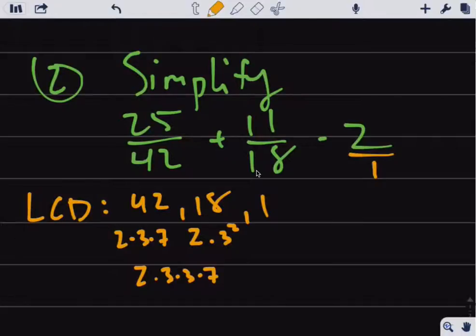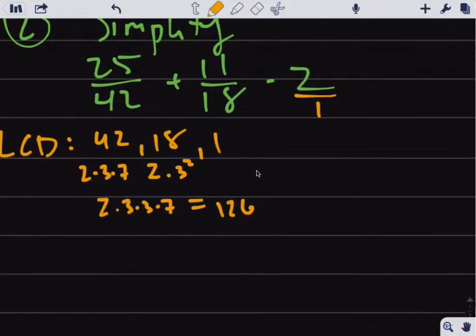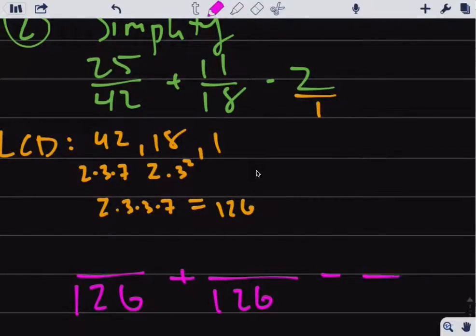Okay, so that takes care of the LCD, and so 2 times 3 times 3 times 7, what is that? 6 times 3 is 18 times 7, so that is 70 plus 56, which is 126. Okay, so let's go from there. We're going to be over 126 plus something over 126 minus something over 126. Okay, we'll go piece by piece.